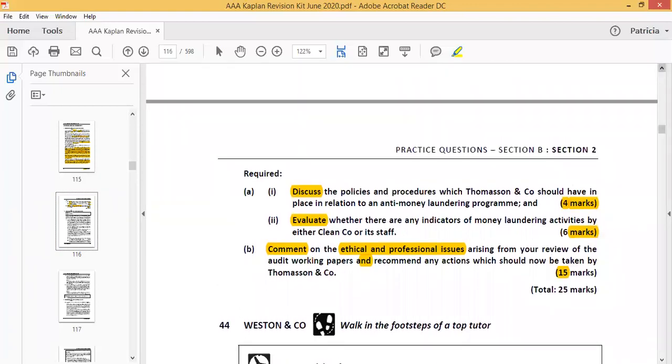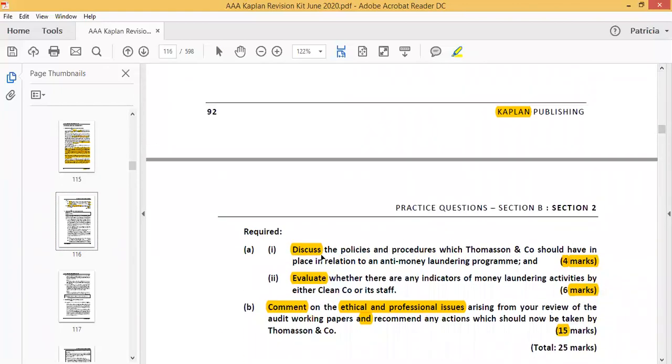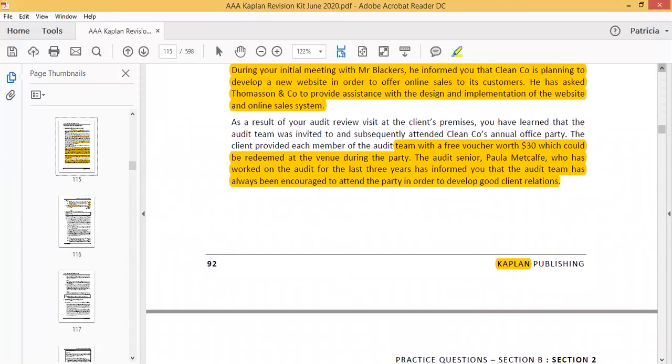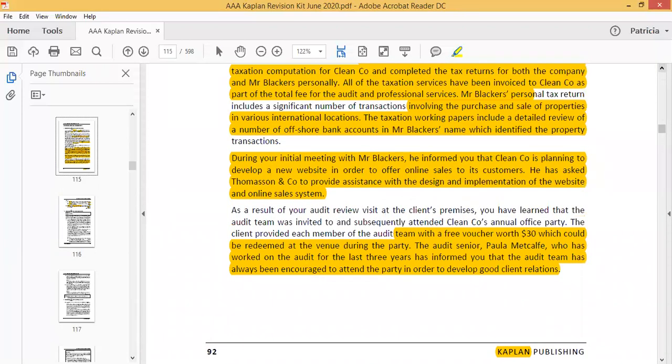So if we go through answering the first part, discuss policies and procedures which Thomasson and Company should have in place in relation to an anti-money laundering program. This is where we are going to talk about money laundering itself. So first of all, from our knowledge and understanding, money laundering is a process of concealing the true origin of illegal proceeds. We already know that it has 3 key stages: placement, layering and also integration. So here the point is policies and procedures for an anti-money laundering program.